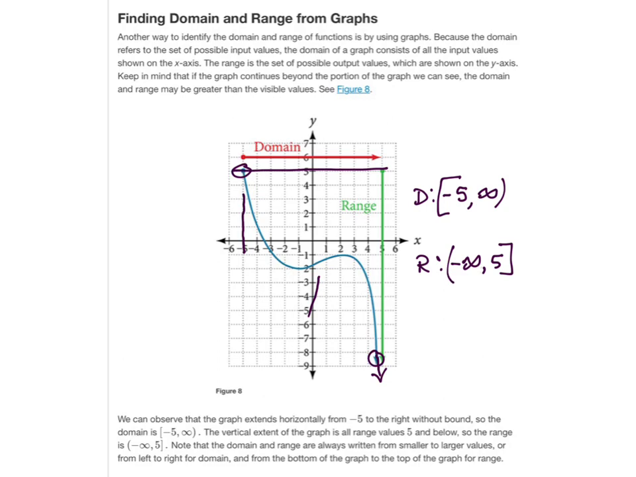Okay, so domain left to right. Range bottom to top. Any questions on that? No? Say it again. That's pretty good for you?